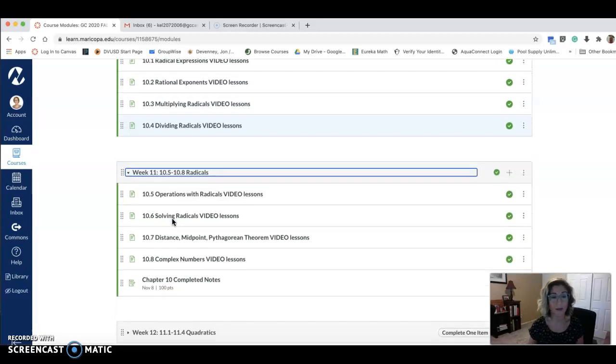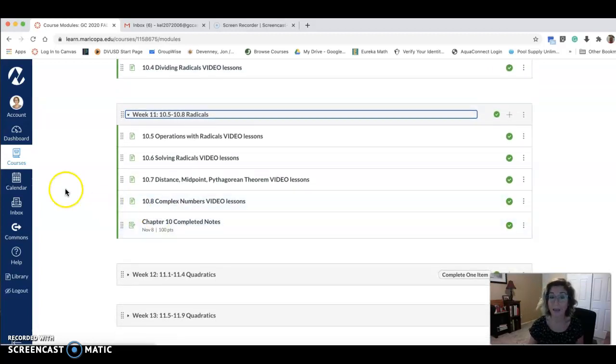Week 2, we're going to cover sections 10.5 through 10.8, where we're going to be doing some more operations with radicals in them, maybe rationalizing denominators, getting that radical out of the denominator of your fraction. We're going to be solving some radical equations, and then we're going to be talking a little bit about some formulas that you've probably seen in the past, distance, midpoint, and Pythagorean theorem, that might have some radicals in them. The last section, 10.8, we're going to talk about what happens when you have a negative number underneath a radical and what that might mean.